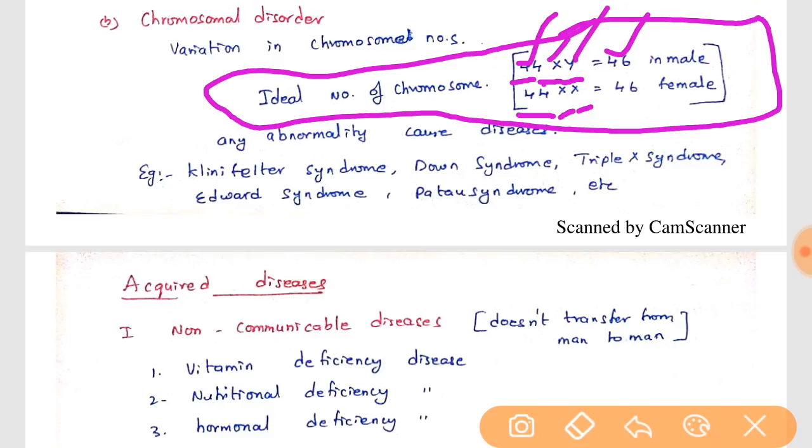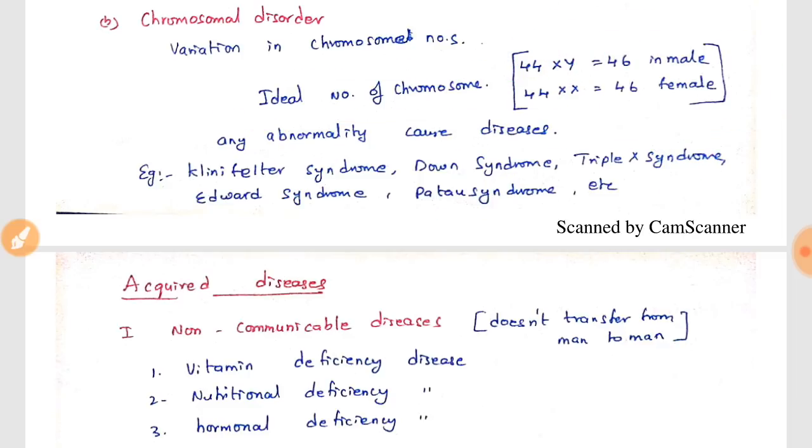If there is any disorder in this chromosome order, then we will be getting Klinefelter syndrome, Down syndrome, Triplex syndrome, Edwards syndrome, Patau syndrome. So question how they will ask: Down syndrome is due to dash disorder, chromosomal disorder, or genetic disorder, something like that they will ask. So you should remember these diseases, friends. So these are what we have seen: chromosomal disorder or genetical disorder, or inborn diseases or congenital diseases.